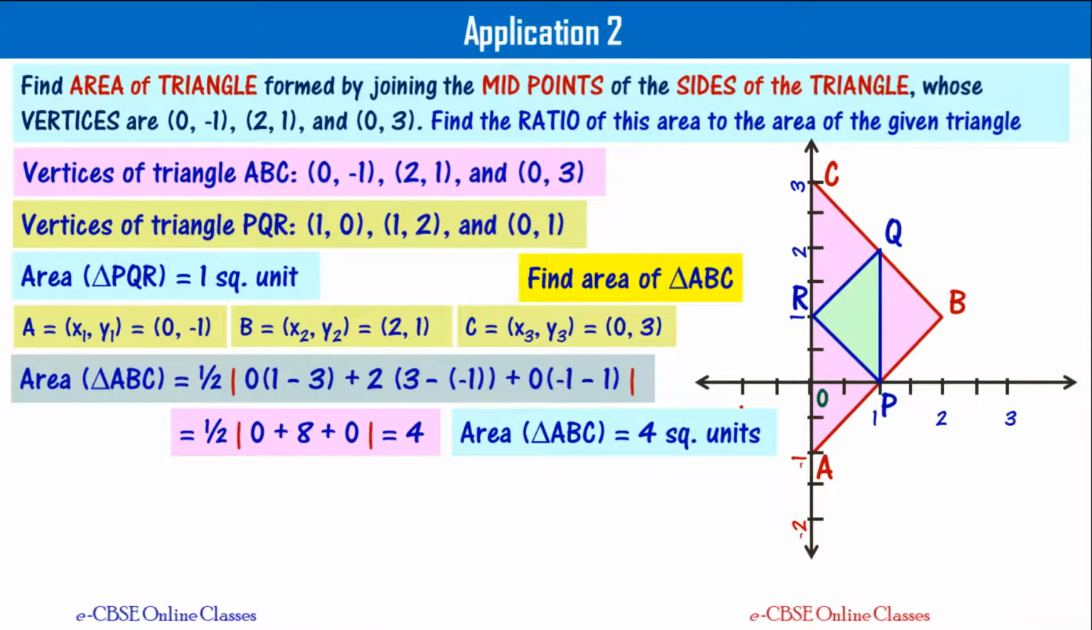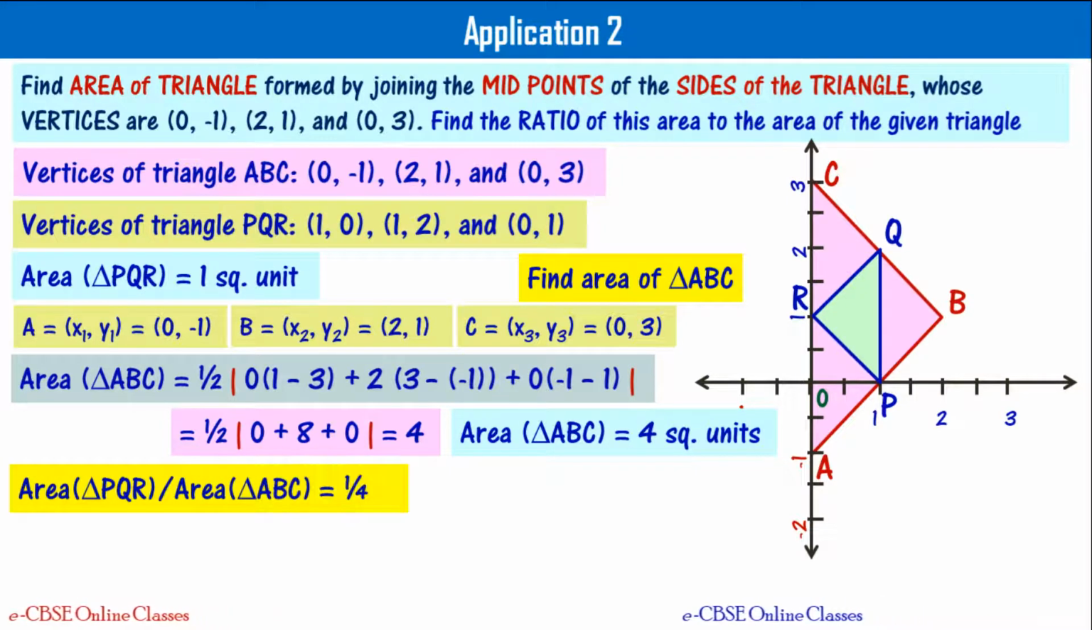Now, since we have found the area of triangle PQR and area of triangle ABC, we can take the ratio of them such that we can answer the part 2 of the problem statement, right? So now we can say that area of triangle PQR divided by area of triangle ABC equal to 1 by 4. This is what we are asked to find.